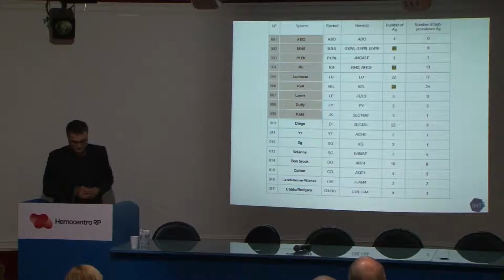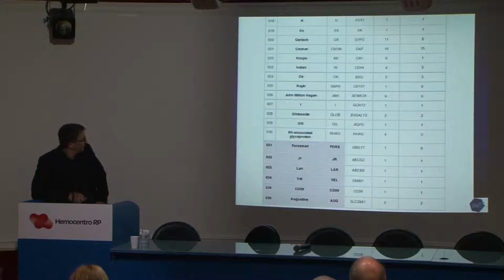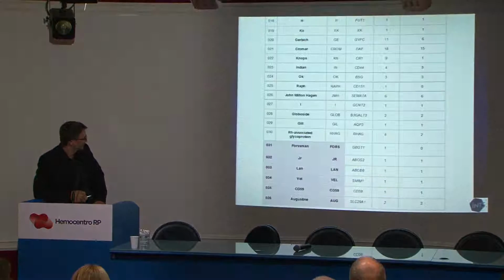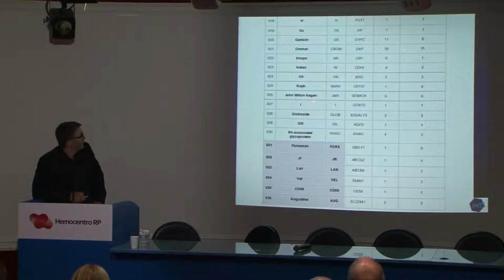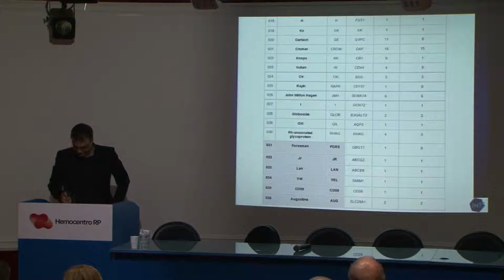These are the following, up to number 36. These may not be familiar to you. I won't go into details today, I don't have the time, of course not. But I will insist more at the end of my talk on this one, JR, and also the very last one, Augustine. It's a nice name.